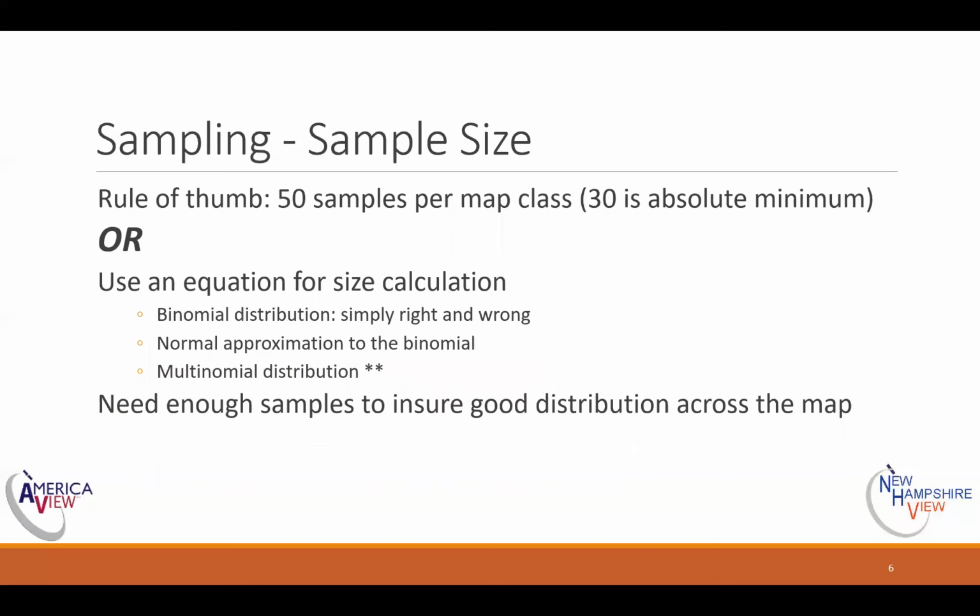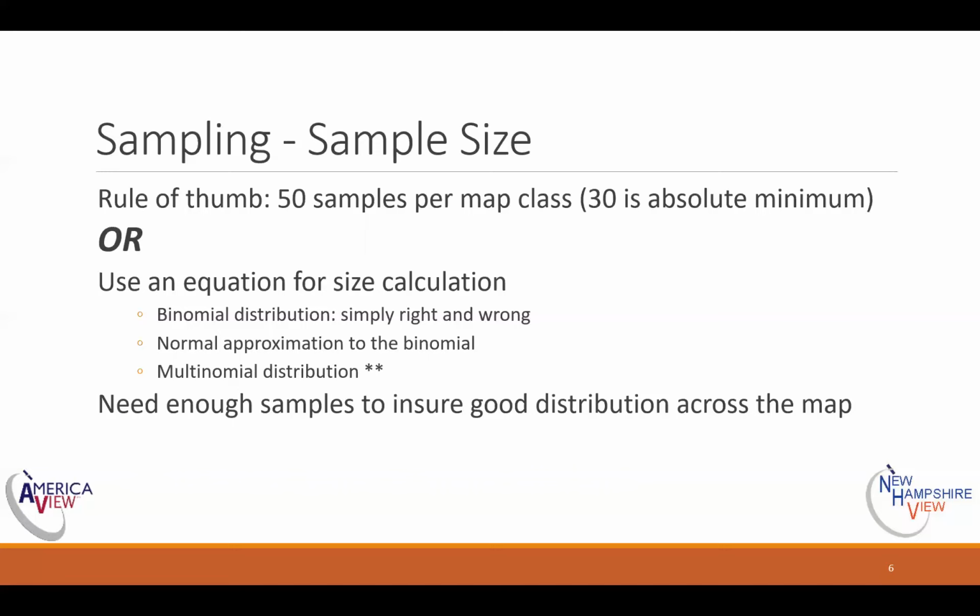Okay, sample size. Rule of thumb, 50 samples per map class. Again, we talked about this a little bit with positional accuracy. They require 20 samples per map class. I suggest 30. Here we really need close to 50. If you get down around 30, you're starting to push it, okay? Below 30, no, it's not going to be valid. You're just not going to have enough information.